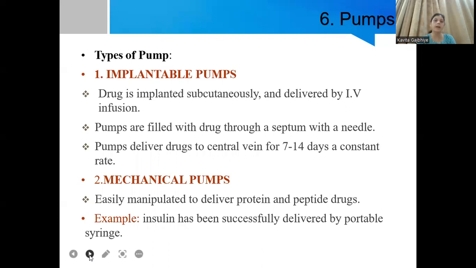And our last approach is pumps. Pumps are a kind of device that we can attach or implant inside the body, so that it can deliver the drug in a sustained, rate-limiting manner, or for a longer period of time. If we are talking about pumps, it is necessary to talk about the categories of pumps, like implantable pumps and mechanical pumps. Implantable pumps can be implanted subcutaneously and deliver by IV infusion, and are filled with the drug through a septum with a needle, and they deliver the drug to a certain vein for 7 to 14 days at a constant rate. And mechanical pumps are easily manipulated to deliver protein and peptide drugs. For example, it has been successfully delivered by portable syringe.